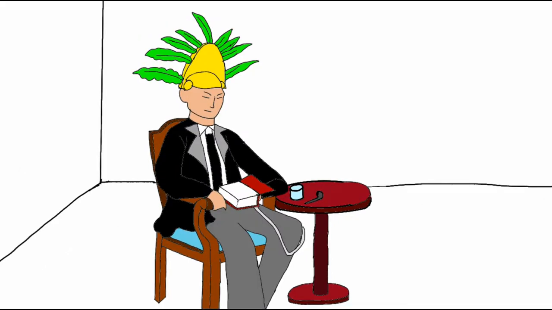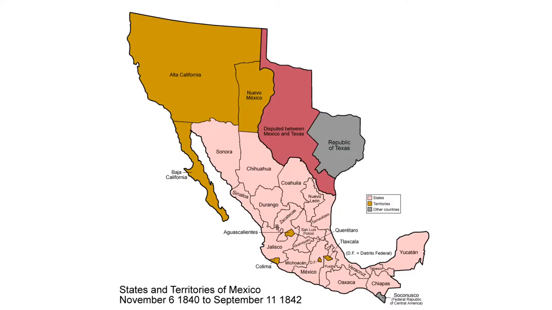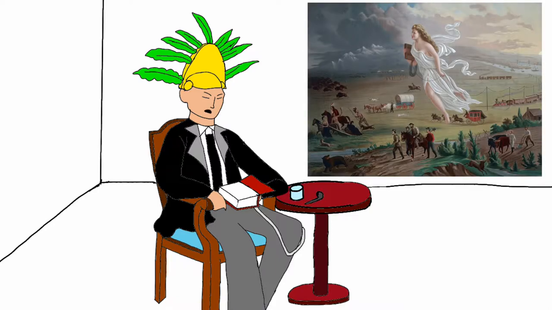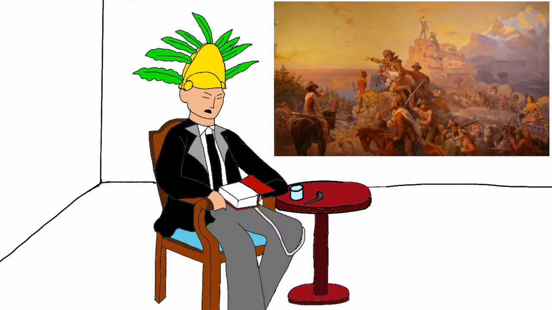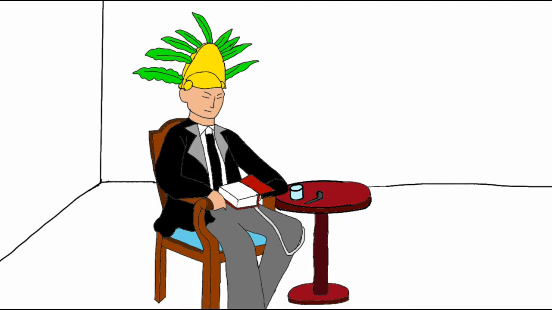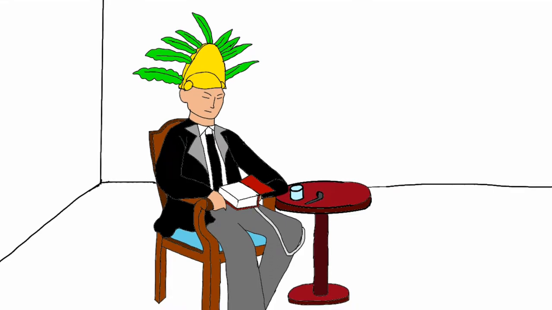Chapter 1. In the beginning, there was Texas, a new nation that had just achieved independence from its previous ruler of Mexico. During this time, America was in full swing with its expansionist ideas of manifest destiny, and with Texas gaining independence, talks of annexation began. However, Mexico didn't recognize Texas' independence and threatened war if the United States were to annex the country.